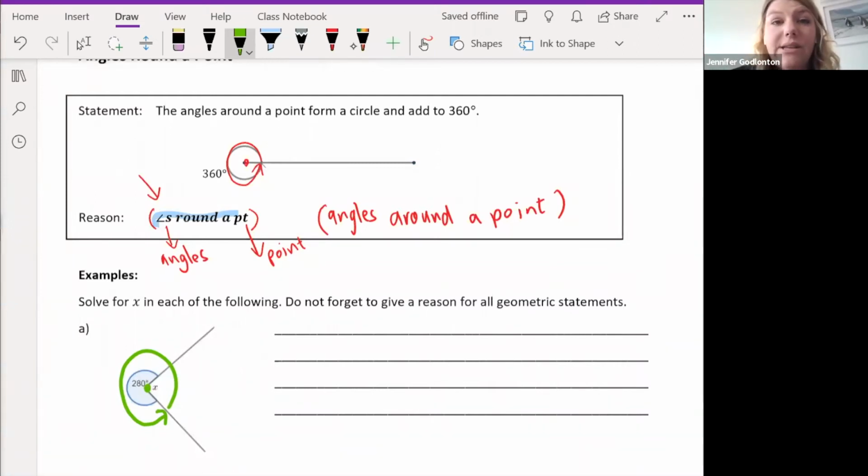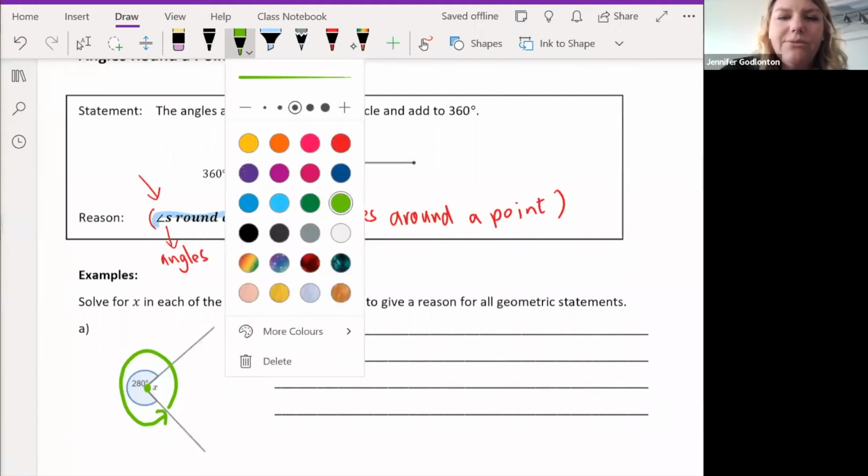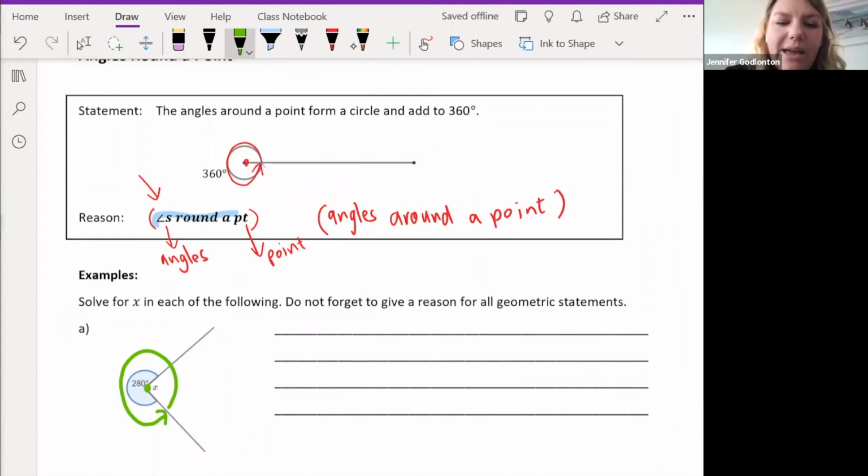So we're going to write ourselves an equation. 280 degrees, remember it's an angle, so we need degrees, plus x is going to equal 360 degrees. This is our equation. And then we're going to leave a little bit of a space. You don't need to draw this little line. I'm just drawing it so you can get an idea of how the setup would look on your side. And then in brackets, we write our reason.